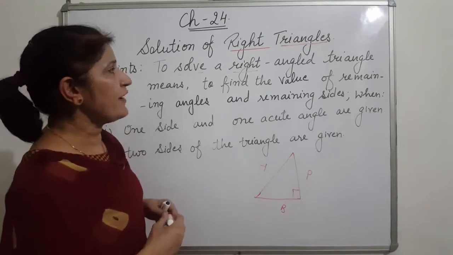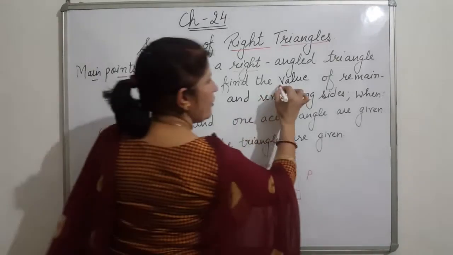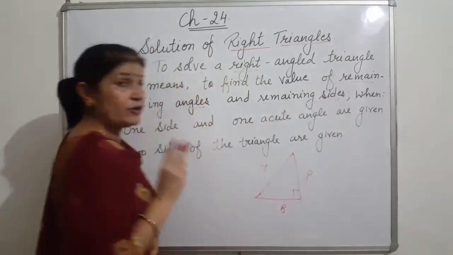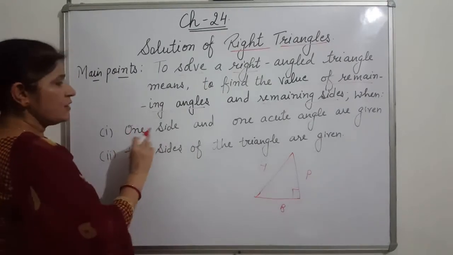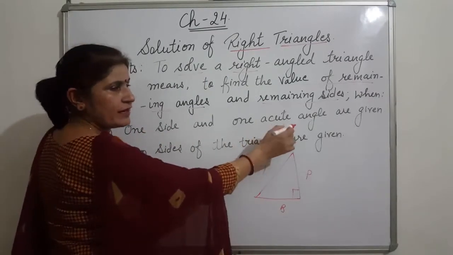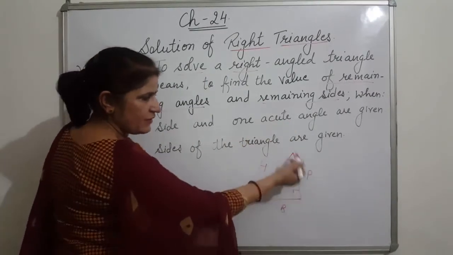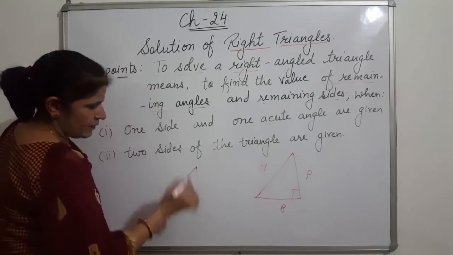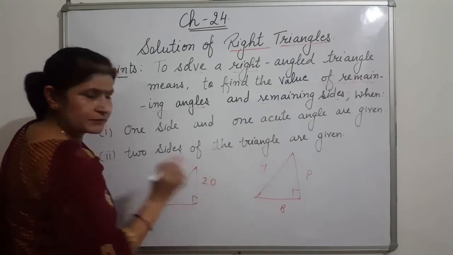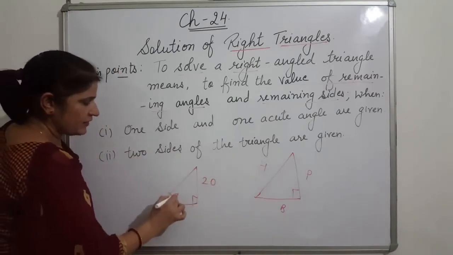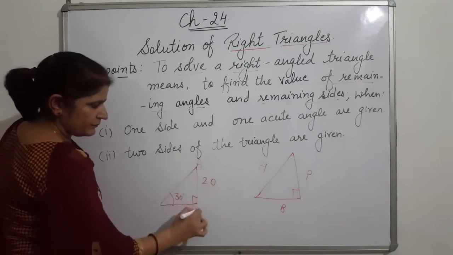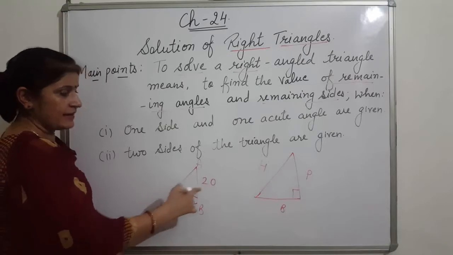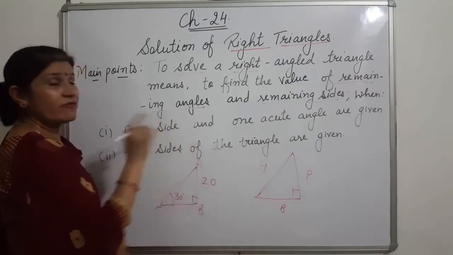Now main points of this chapter. In this chapter we will find out the value of remaining angles and remaining sides in two conditions. The first one, when one side and one acute angle is given. Means one side is given out of the triangle. For example, this side is given 20, this angle is given 30 degree, and you have to find these two sides by using this angle and this side. This is the first one.